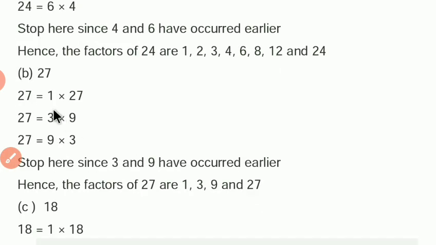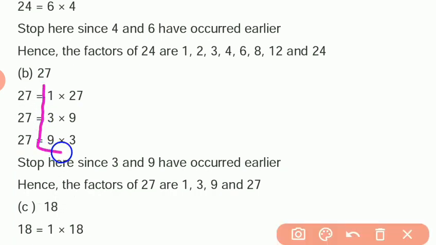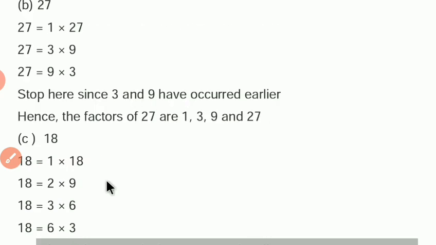Then next 27. Same. It is divisible by 1. So 1 into 27. Then 3 into 9 and 9 into 3. You can see that here 3 and 9 are repeating. It means now no factors are left. So which are the factors? 1, 3, 9, then 27. And last one is 18.